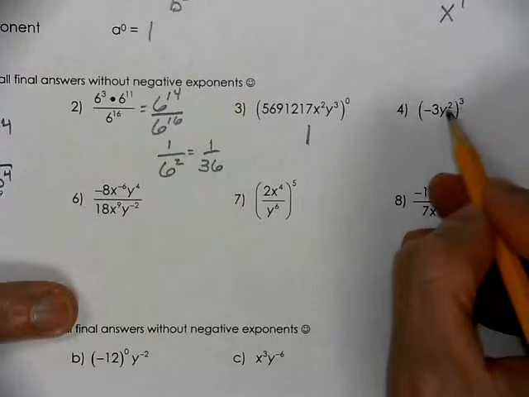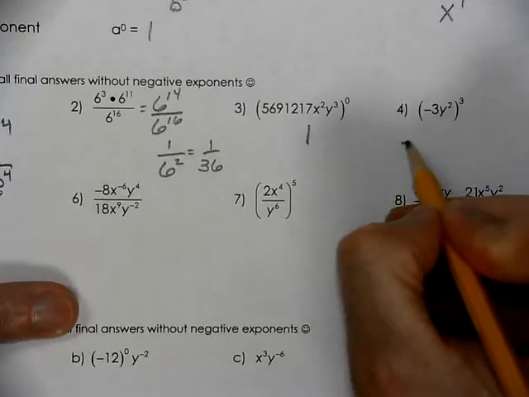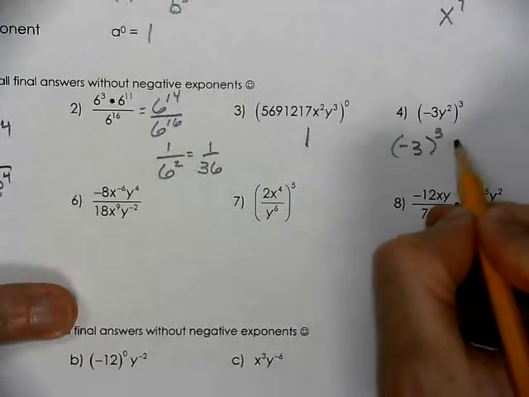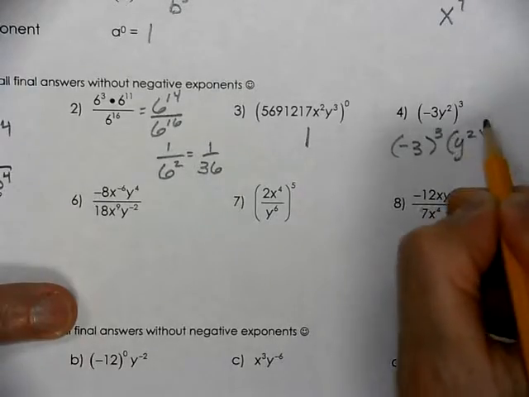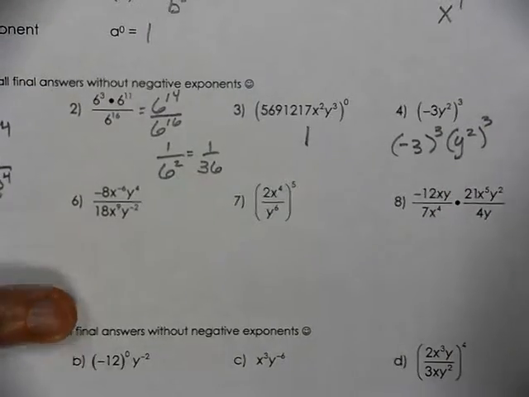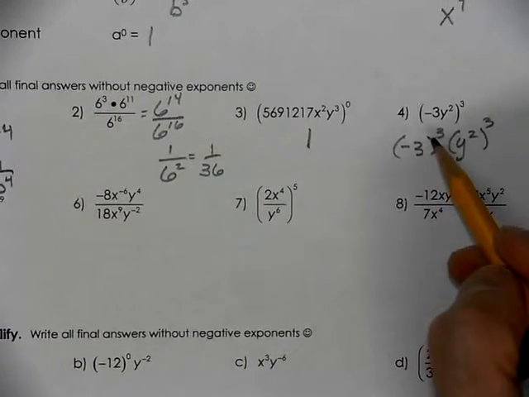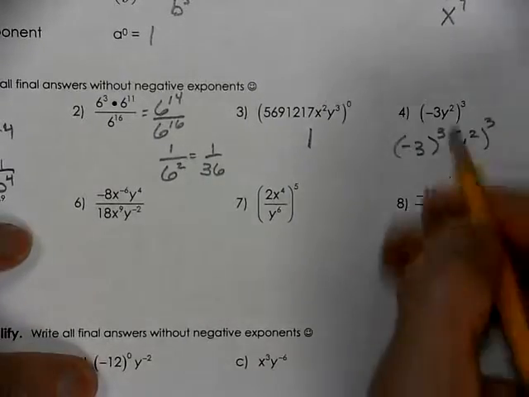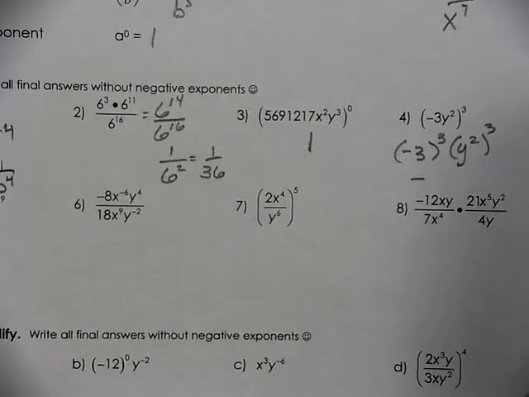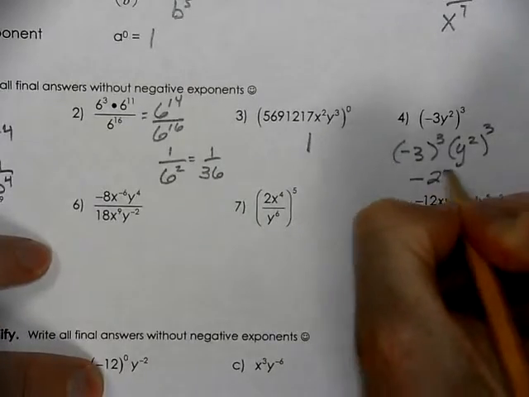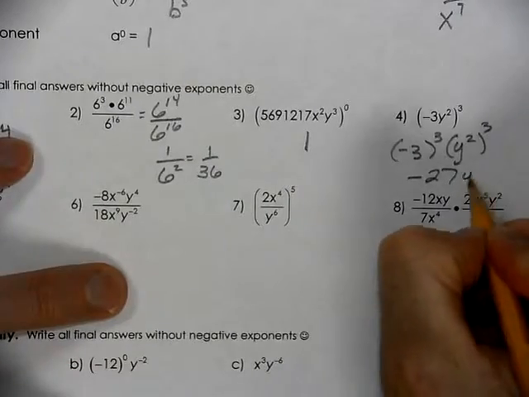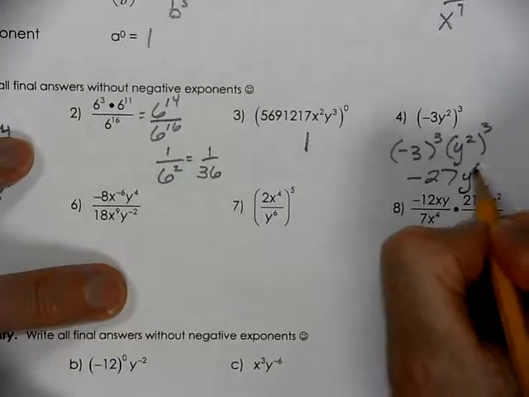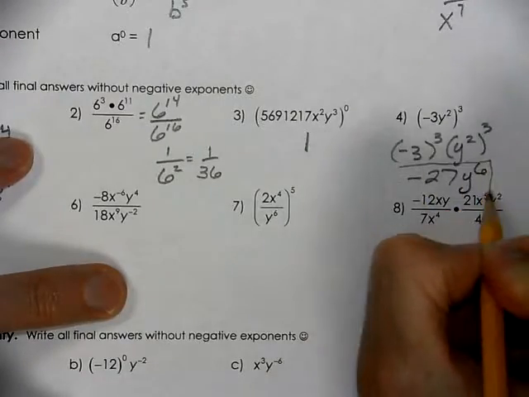When we have a value raised to a power, we can distribute that to the first term and to the second term. If you raise a negative to the third power, a negative times a negative times a negative, you get a negative. 3 times 3 times 3 is 27. y squared times y squared times y squared is y to the 6th power.